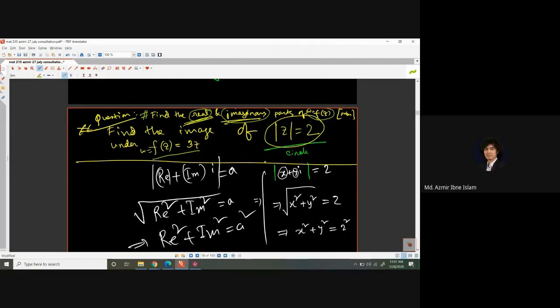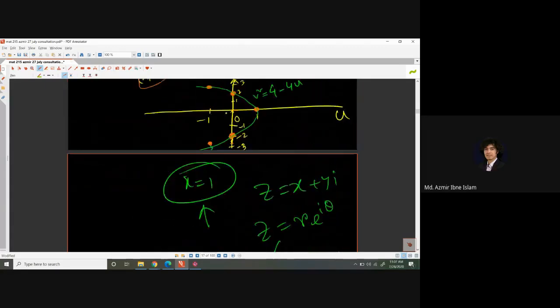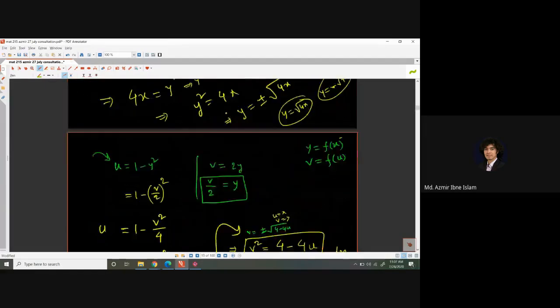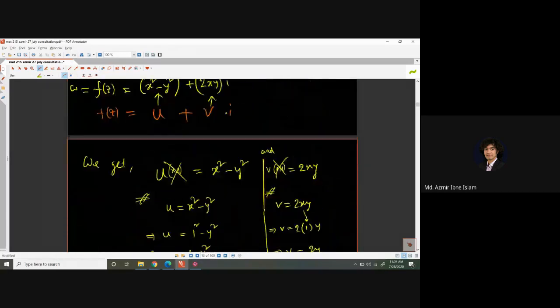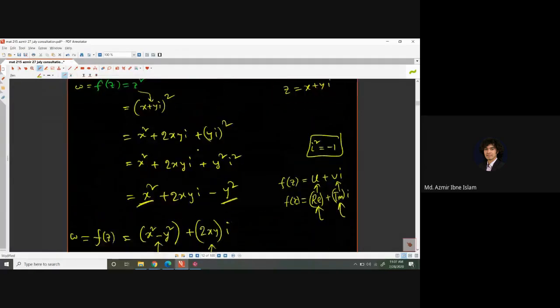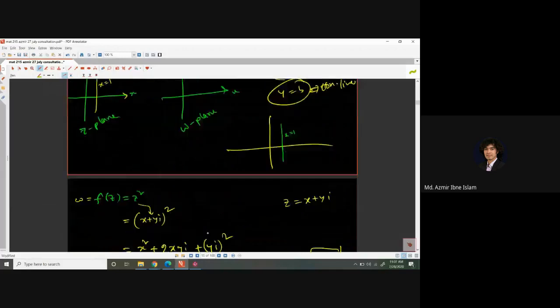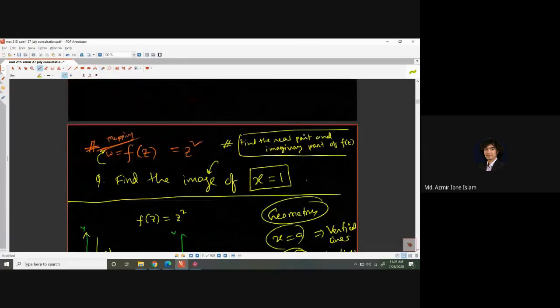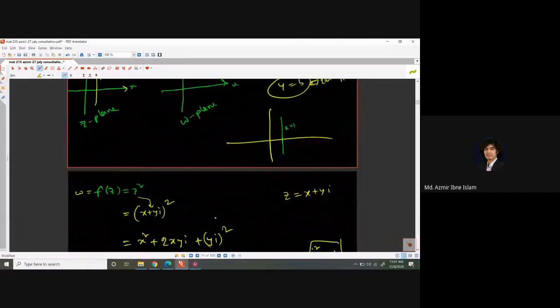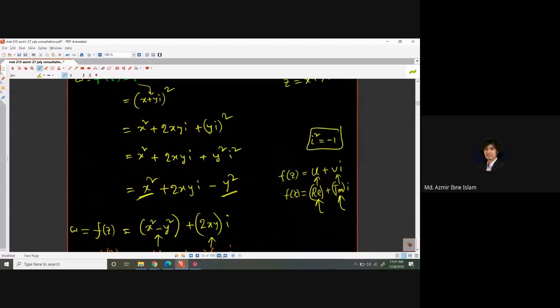In some questions, you will find this type of pattern. And a similar part we have done here. It's true that we are finding the image, but at the same time, we have to know how we can find u and v, or how we can find the real and imaginary parts of a complex valued function.